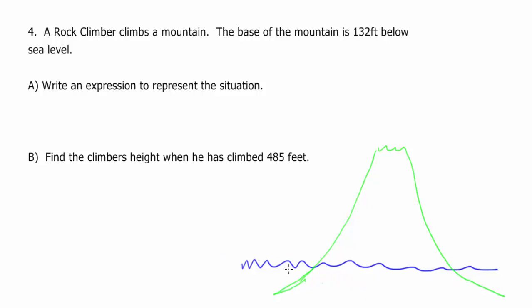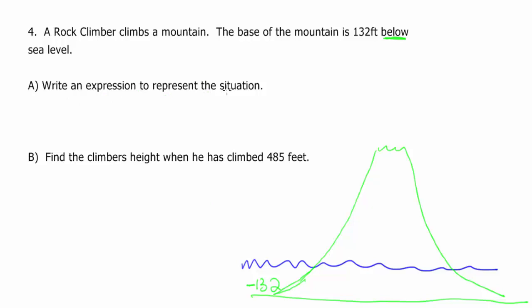If this is sea level, this is considered negative. So the base of it is at negative 132 feet. It's 132 feet below sea level. That's just letting you know that it's in the negatives. Again, this mountain is not necessarily in the water. That gets a little confusing there.